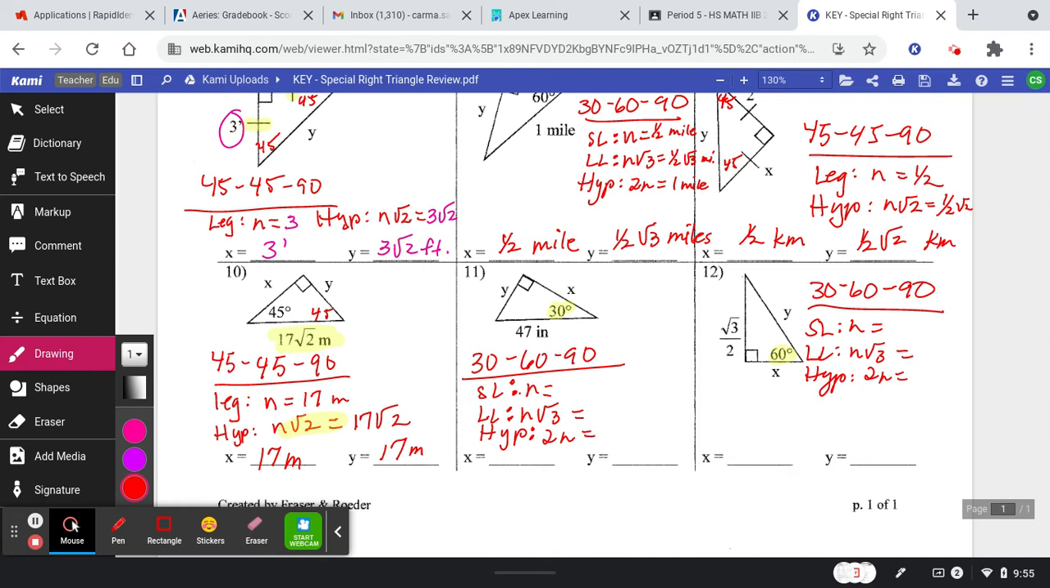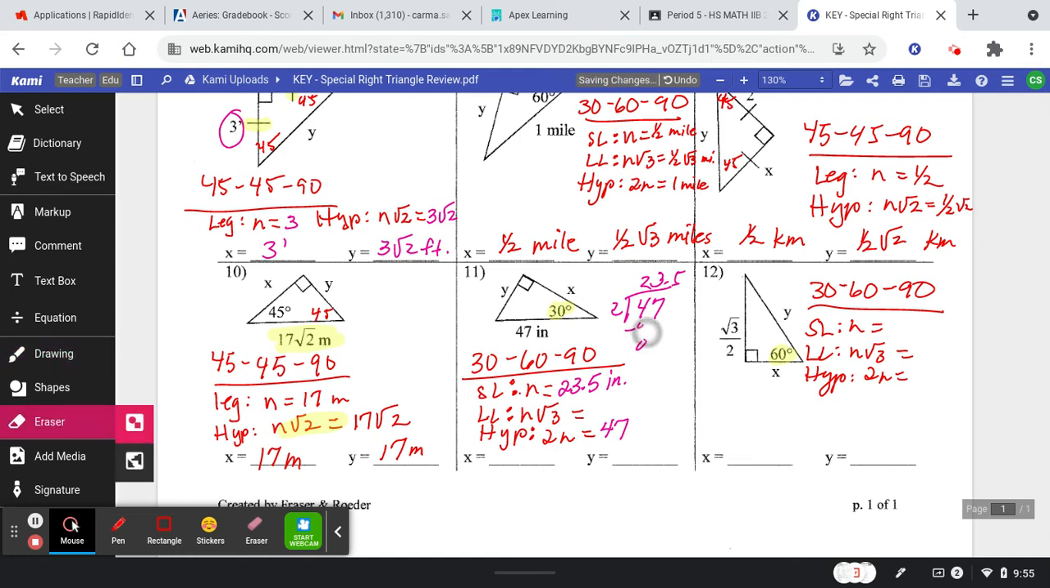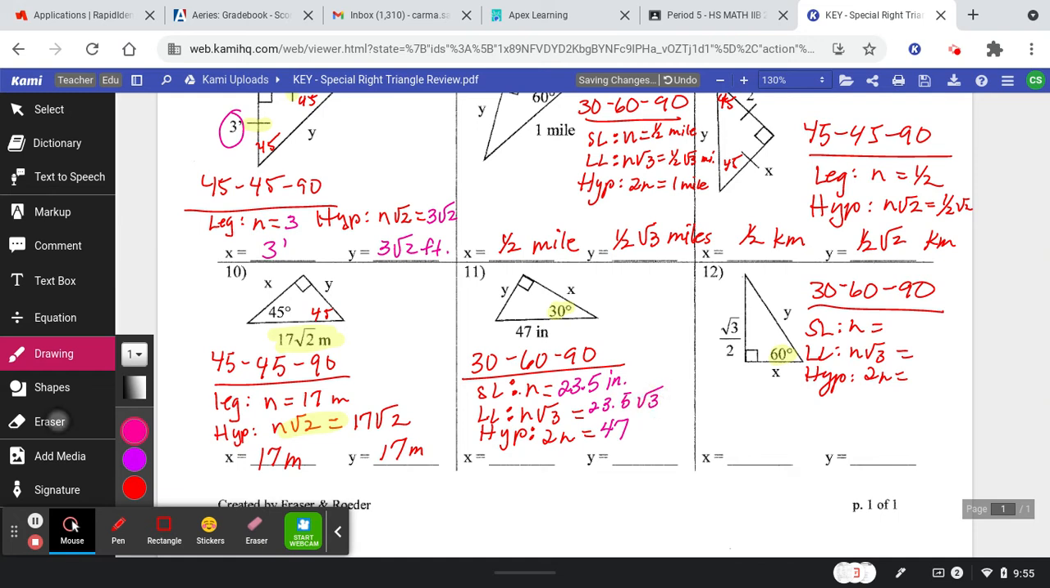Okay, here they gave us the hypotenuse of 47. So working backwards to half that, you're going to get a decimal. We're going to get 23.5 for the short leg. And by the way, this is inches. So if my short leg is 23.5, it's totally fine to have a decimal, then my long leg is 23.5 root 3.